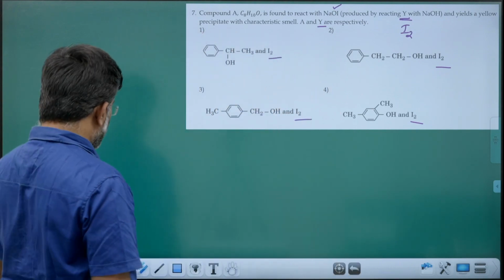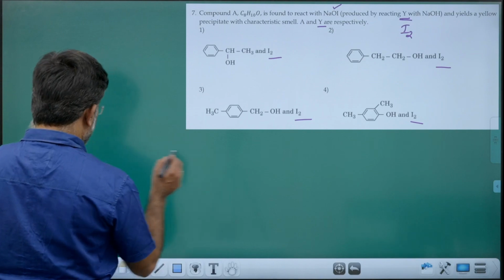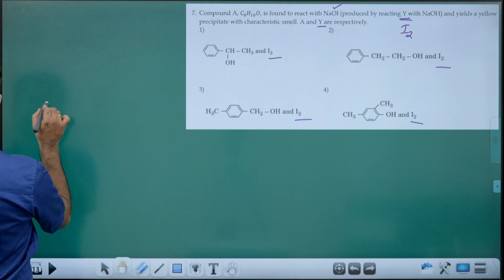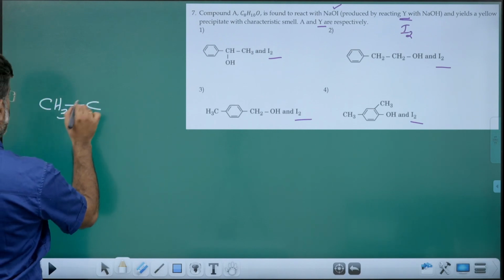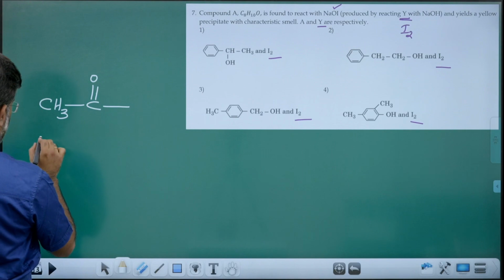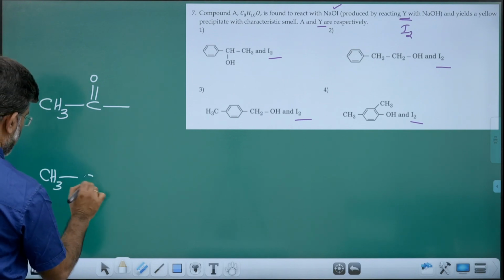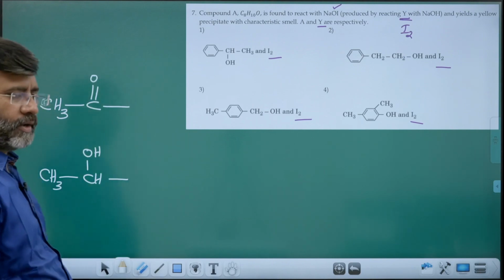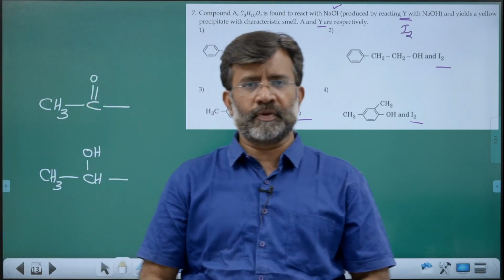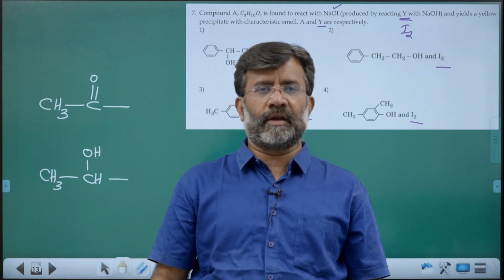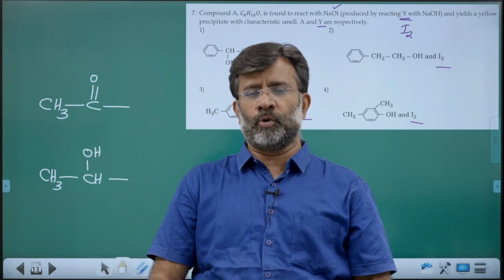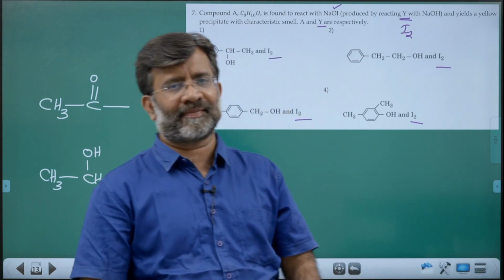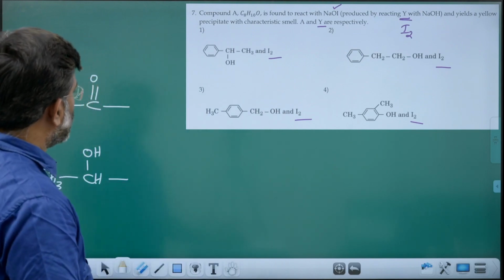And you know the iodoform test is given by molecules containing a methyl keto group. The molecules other than carboxylic acid derivatives which contain a methyl keto group and which contain a methyl carbinol group give the iodoform test. Right? And then what is the answer?